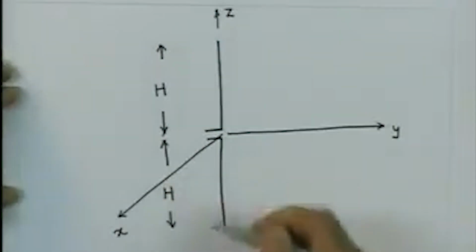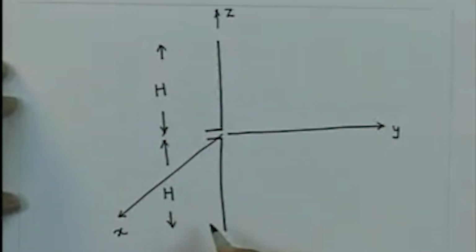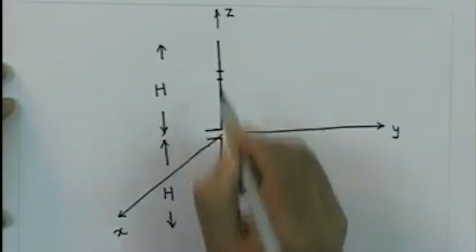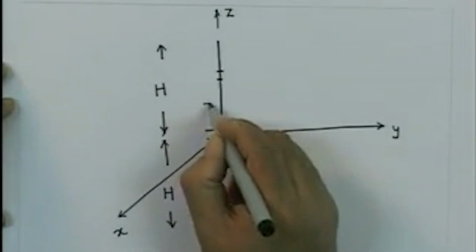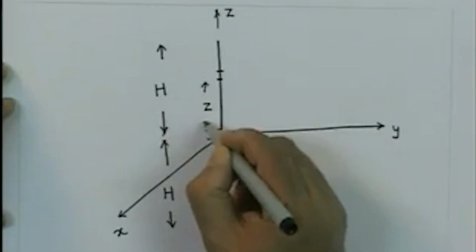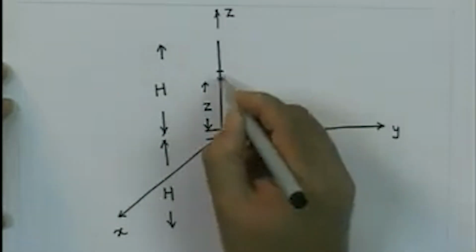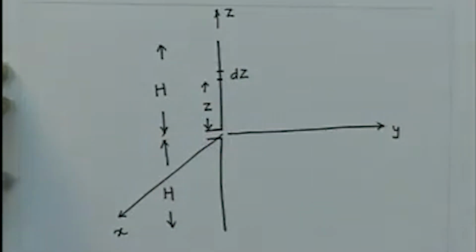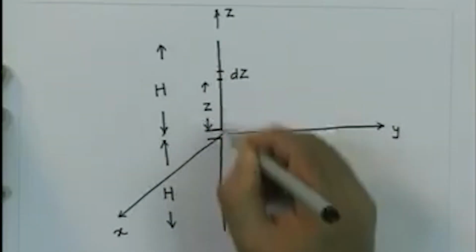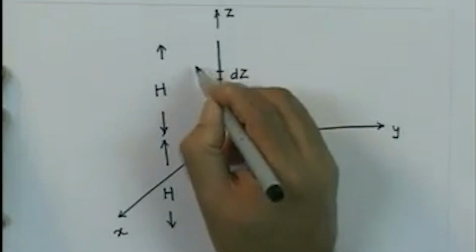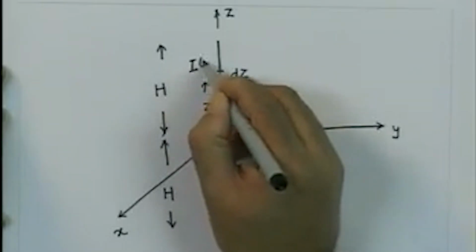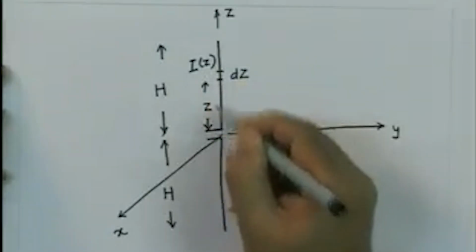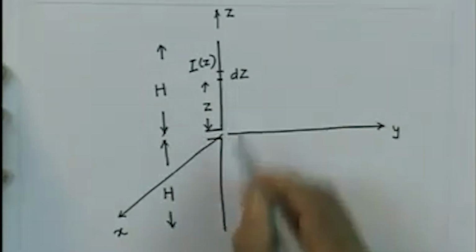Now, as we said, this dipole can be visualized as a collection of small Hertz dipoles. So, let us say we divide this into small pieces, and at a height of z from the center of the dipole, we have an infinitesimally small current element, let us say dz, and the current which flows in this dipole is given by I of z. So, we have a current as a function of z, and then there is a small current element dz we are considering at a distance z from the origin along the dipole.